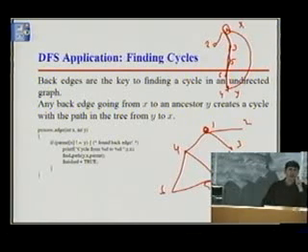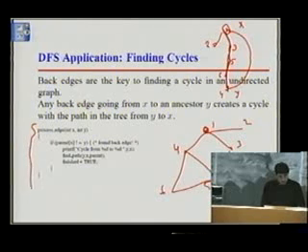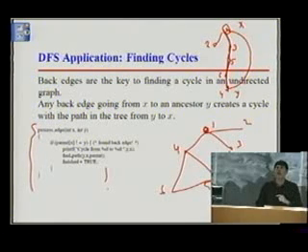So how can I find a cycle in a graph? It is as simple as looking at my process edge and saying the moment I process an edge that is a back edge, meaning it's not a tree edge, I have discovered a cycle. What is that cycle? Well, to print it out, I have to go back and find the path that goes from x to y to x. But that's in the tree of discovery.